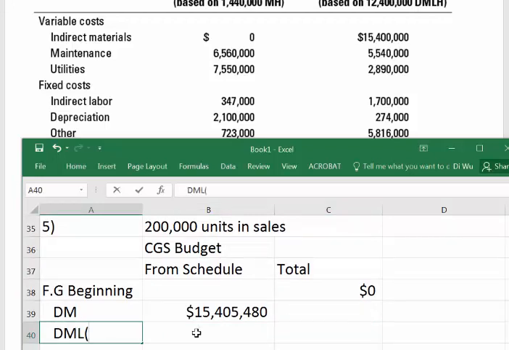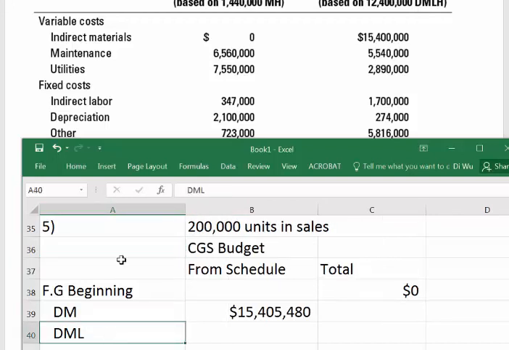Next I'm going to take a look at my direct manufacturing labor. This actually is very tricky because we have never even calculated this part. In this case, you have to look at how many manufacturing labor hours I'm looking at, and also how many units I'm going to manufacture. That's a very tough question here.